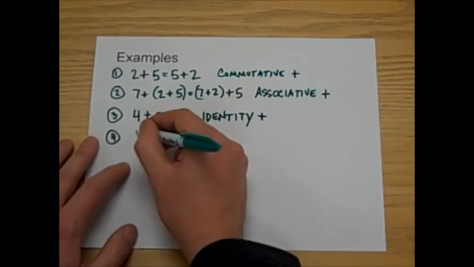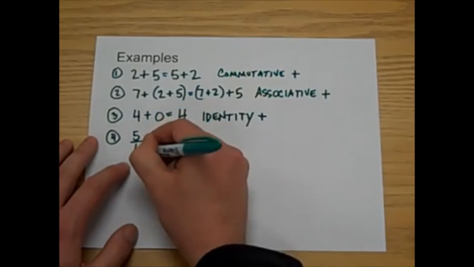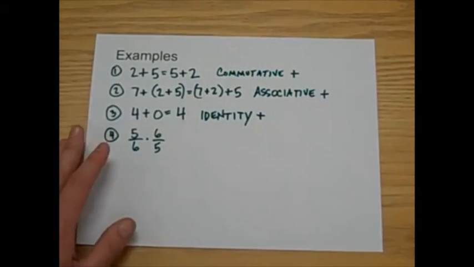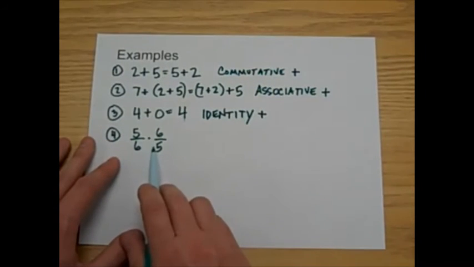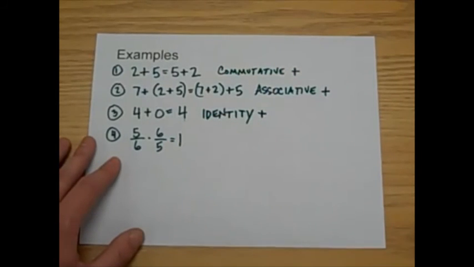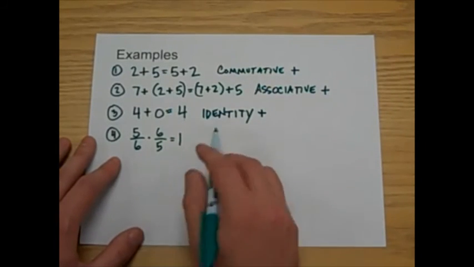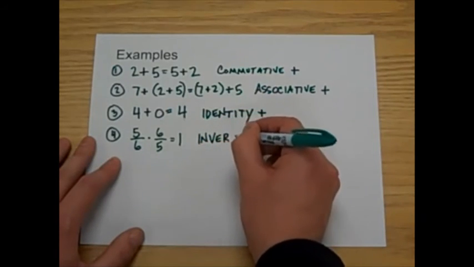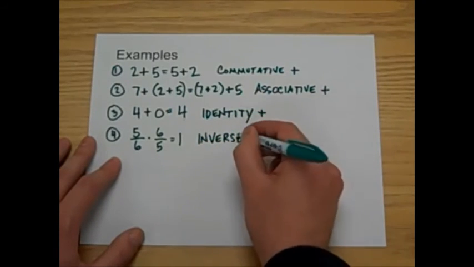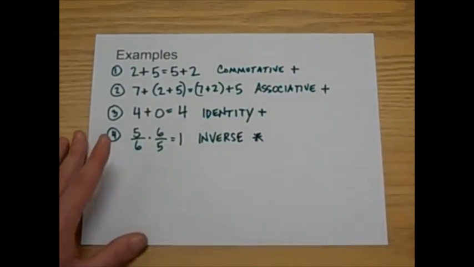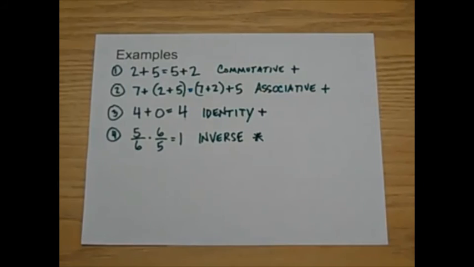Let's try 5/6 times 6/5. This one's a little tricky. I'm undoing what I started with. I'm going to end up with 1 here. So I'm undoing what I started with. This is the inverse property. I'm doing the opposite. In this case, the reciprocal. So this is the inverse property of multiplication, otherwise sometimes known as the multiplicative inverse.